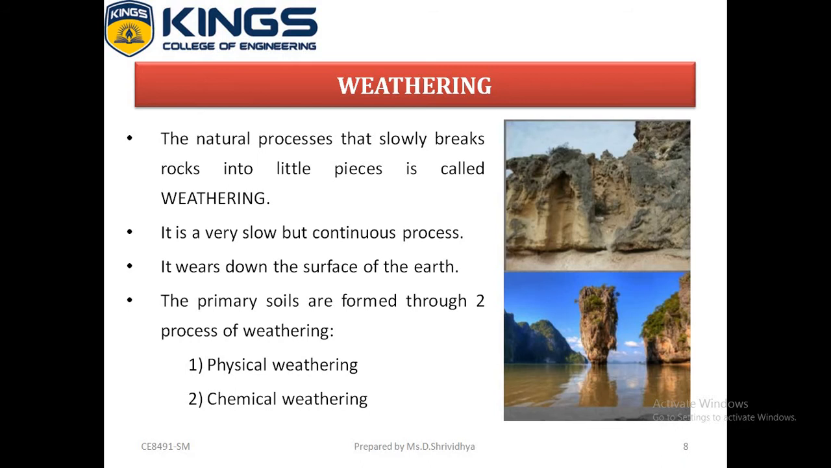Next, let me see what is weathering. The natural process that slowly breaks the rock into little pieces is called weathering. It is a very slow but continuous process. It wears down the surface of the earth. The primary soils are formed through two processes of weathering, that is physical weathering and chemical weathering.